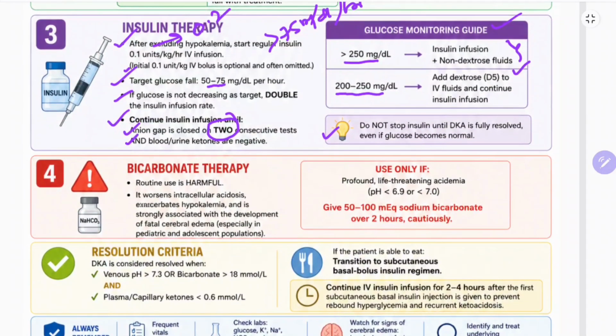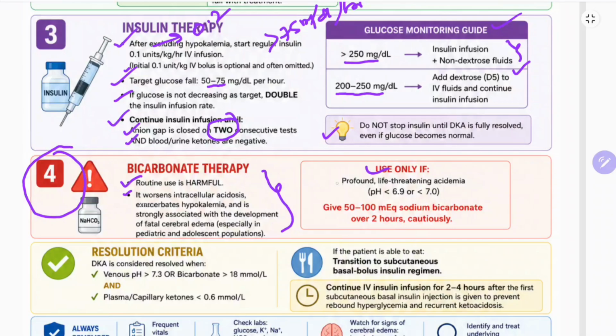Then, coming to correction of the cause, this is an optional thing. Fourth thing: bicarbonate therapy. Routine use is actually harmful. Bicarbonate therapy worsens the intracellular acidosis, exacerbates the hypokalemia, and is strongly associated with the development of fatal cerebral edema, especially in pediatric and adolescent populations. So that's why routine use of bicarbonate is not indicated in patients with DKA.